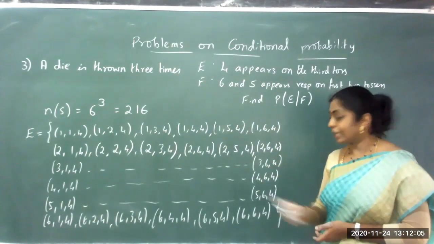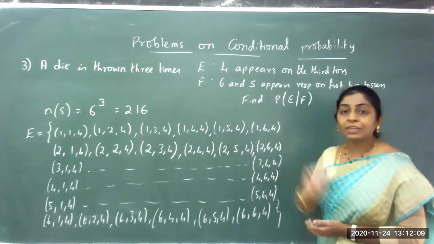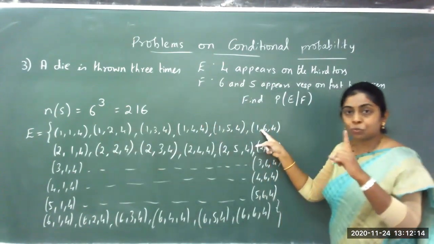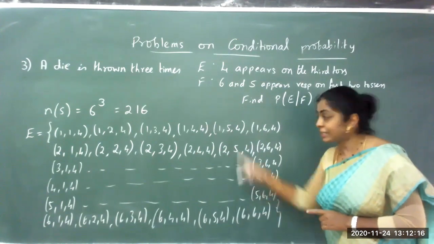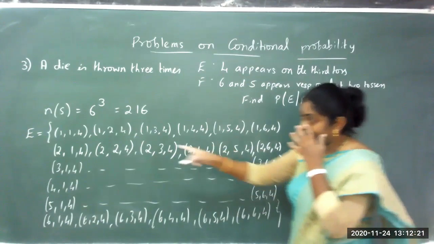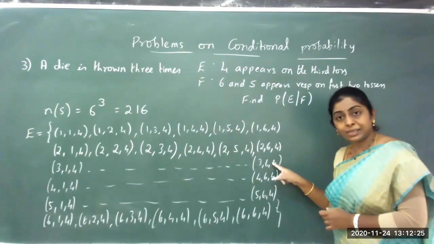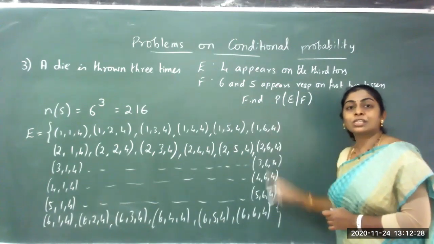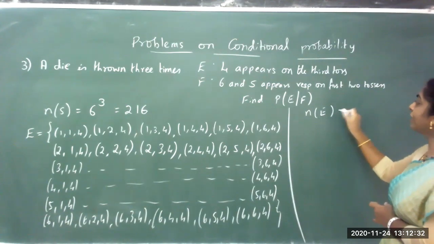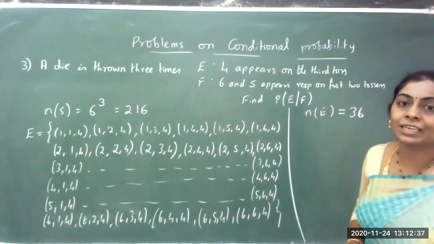What are the total cases I get? The number of elements in event E. I have 6 for the first die being 1, and similarly up to 6, so 6 times 6 is 36 cases. The first line I have 6, again the next one 6, again 6. There are 6 times it is. So 6 times 6 is 36. So the number of elements in E is nothing but 36.